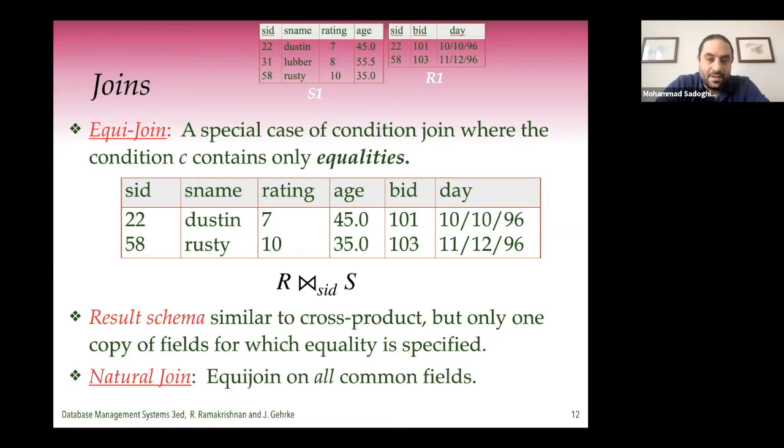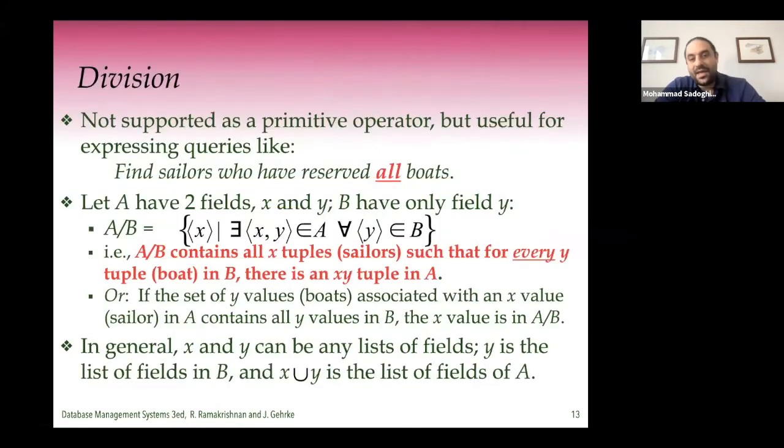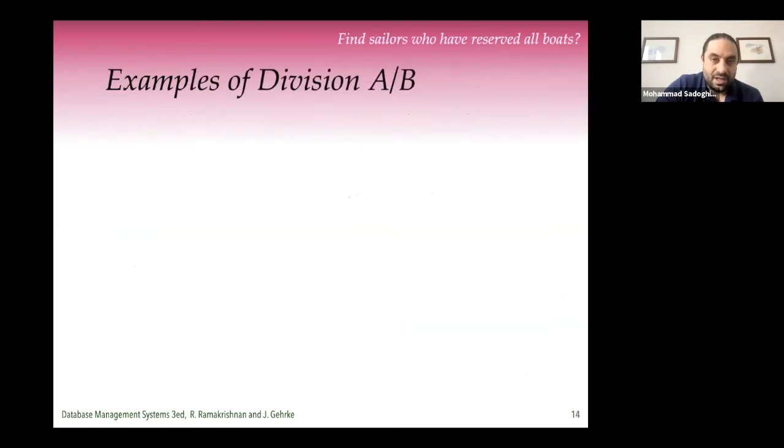All right. So now the question of division. This is an interesting one, especially if it's the first time you're looking at it. And the question is very simple. The type of query you want to be able to do is find sailors, for example, who have reserved all boats. Let's look at an example of what that means.